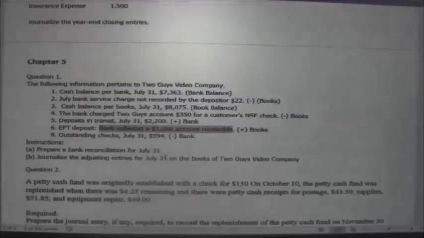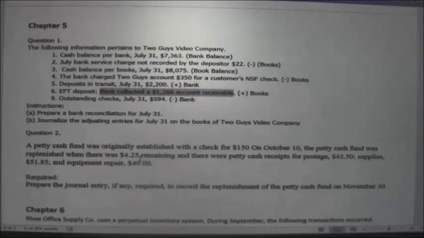Chapter 5, question 2. A petty cash fund was originally established with a check for $150 on October 10th. The petty cash fund was replenished when there was $425 remaining, and there were petty cash receipts for postage, $43.50, $51.85, and equipment repair was $49. Prepare the journal entry, if any, required to record the replenishment of the petty cash fund on November 30th. Why did it say if any?